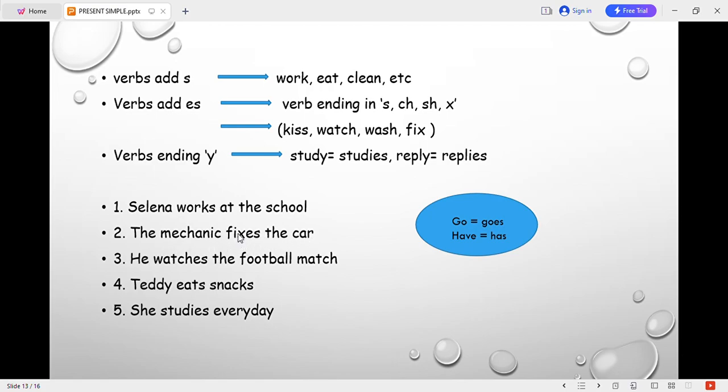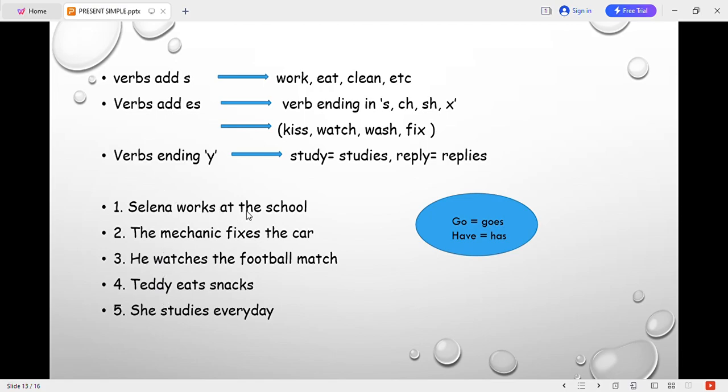If this word is not fixed, for example, clean. The mechanic clean the car. You have to put only s. The mechanic cleans the car. No, do not put es, cleanes the car. No, that's wrong. The mechanic cleans the car. But in this example, I put fix, so it's going to be the mechanic fixes the car. Remember, for this verb I put es because the subject is singular. All the subjects, number 1 until number 5, are singular subjects.